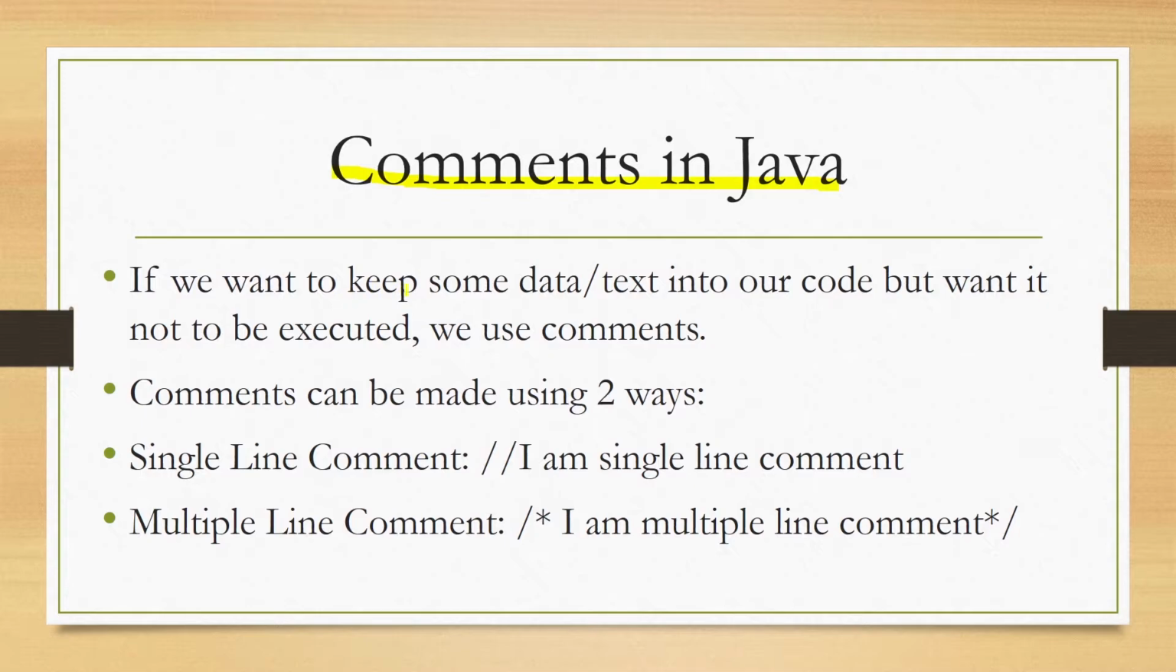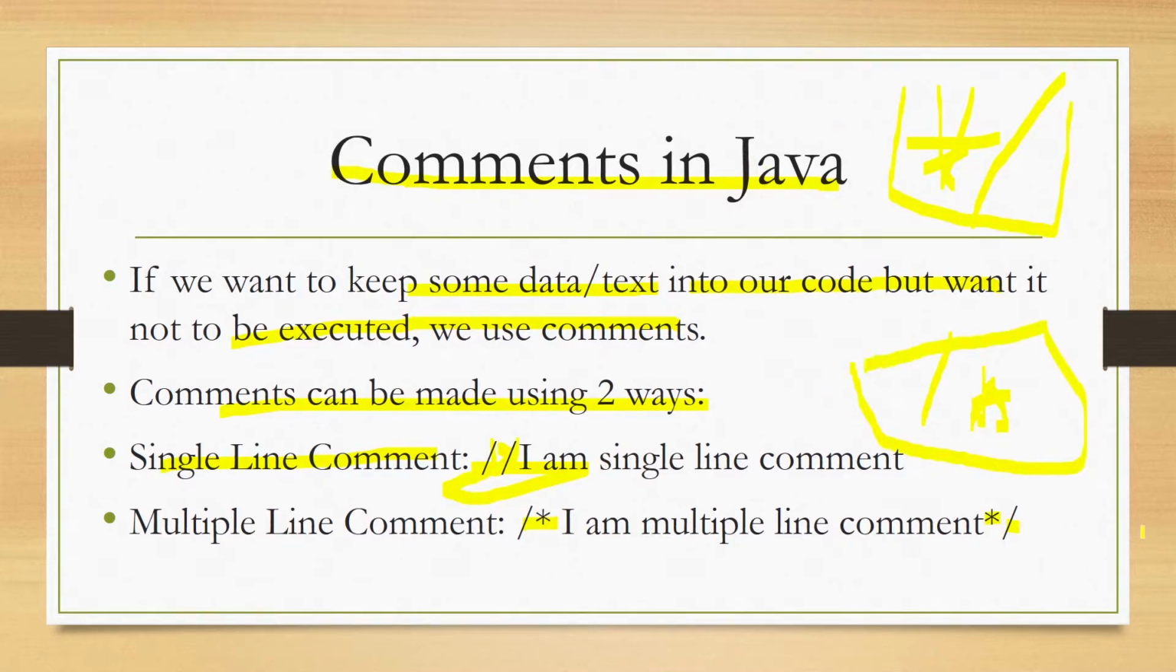Here, if you want to keep some extra data or text in a code, but we don't want it to be executed, then use comments. Comments are made in two ways: a single line comment using two forward slashes, and a multi-line comment using forward slash star, ended by a star slash. Note that it should not end like this, but with a star and then a slash. This is important because if we give it the wrong way, we would get an error in our code.